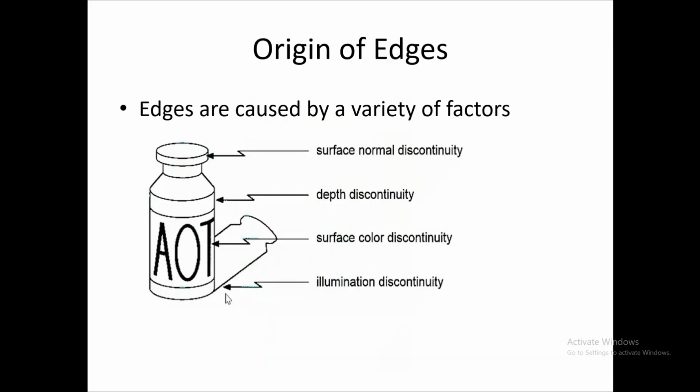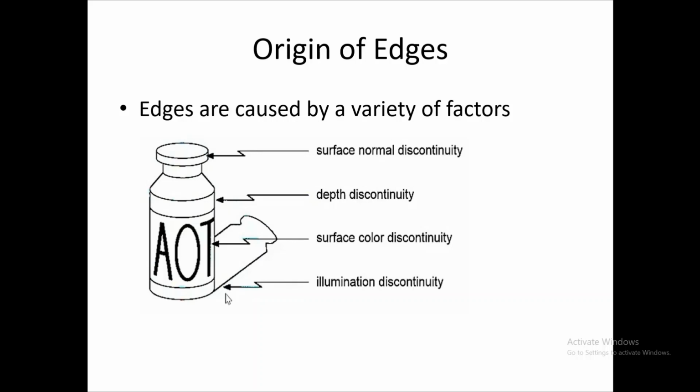There are a variety of factors that cause the edges. One is the surface normal discontinuity. When the surface gets discontinued at some point, that also gives edges. Another one is the depth of the object. Another one is the surface color discontinuity. When color changes abruptly, it also generates an edge. And another one is the illumination. This discontinuity is also caused by the light.